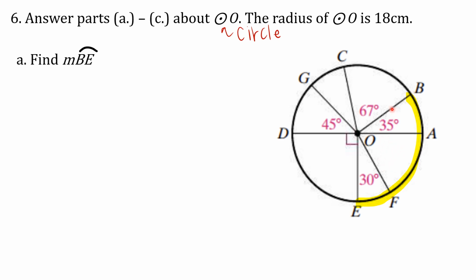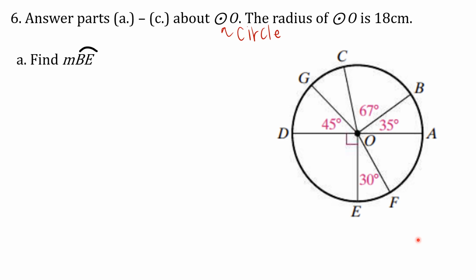You could probably guess. You could say, well, this is 35. It definitely looks bigger than that. This is 45. Can't tell if it's bigger or smaller. All right, so we're going to have to do a little bit of investigation to figure out what angle that is. All right, so let's forget about BE for a second.